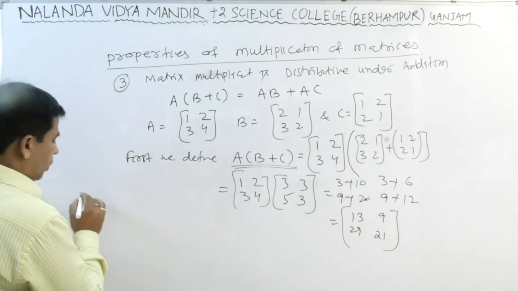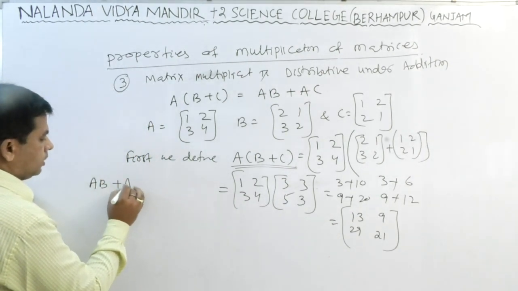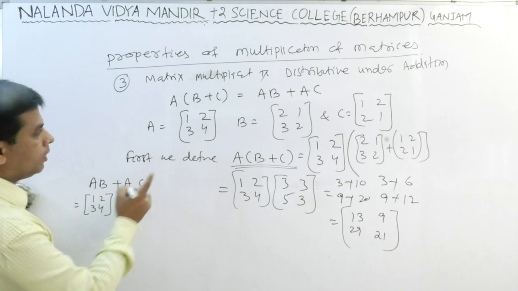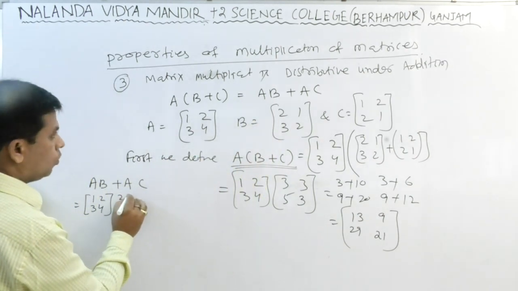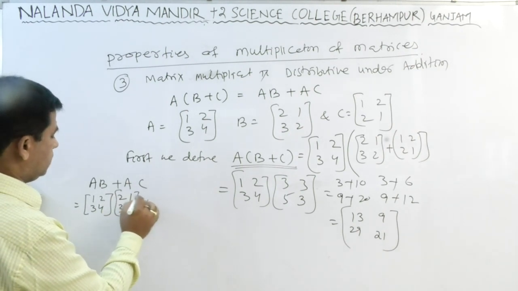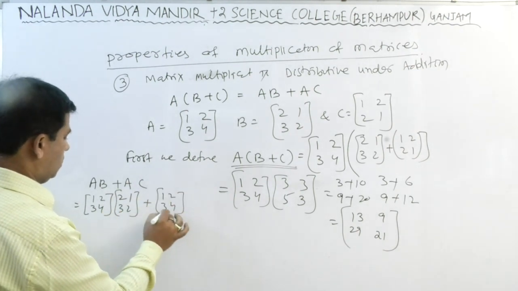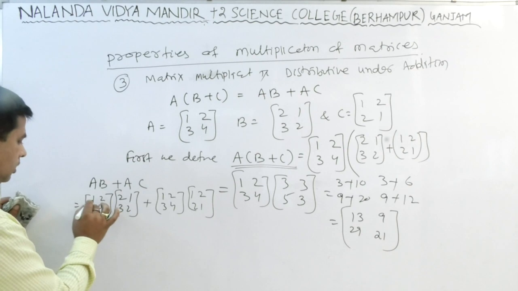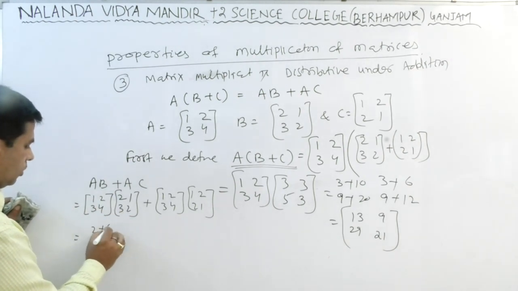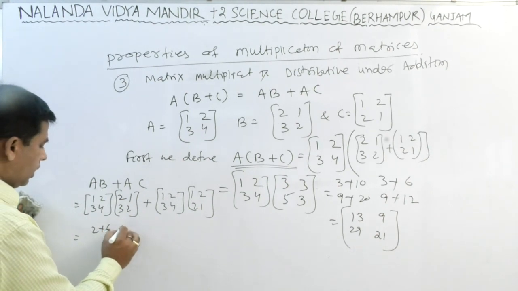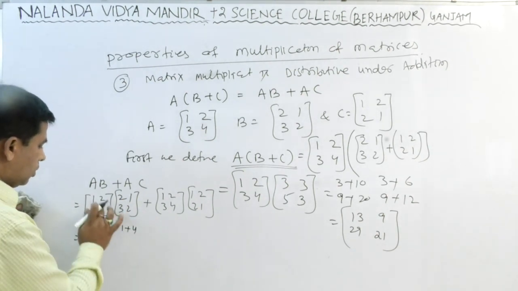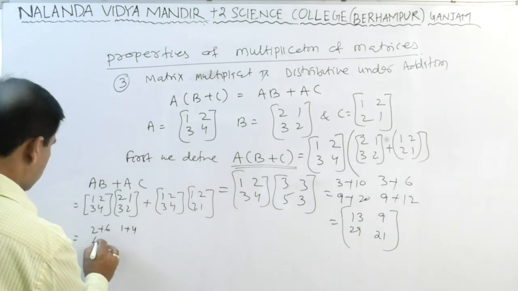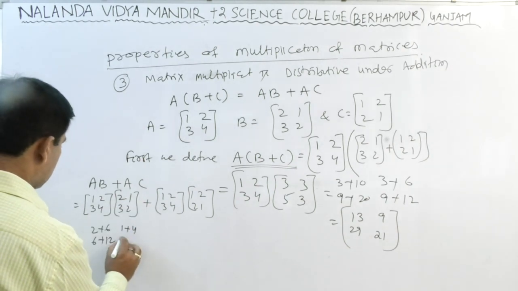Now we define AB plus AC. AB means 1, 2, 3, 4 multiplied with 2, 1, 3, 2, plus 1, 2, 3, 4 into C, which means 1, 2, 2, 1. That is equal to, first row, first column: 1 into 2, 2, plus 2 into 3, 6. First row, second column: 1 into 1, 1, plus 2 into 2, 4. Second row, first column: 3 into 2, 6, plus 4 into 3, 12. Second row, second column: 3 plus 8.